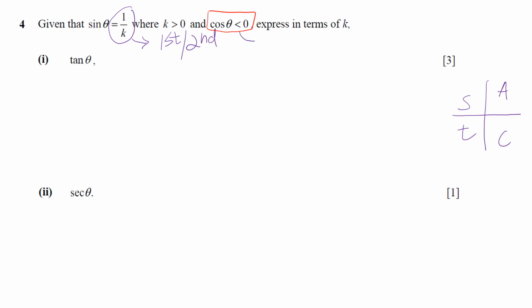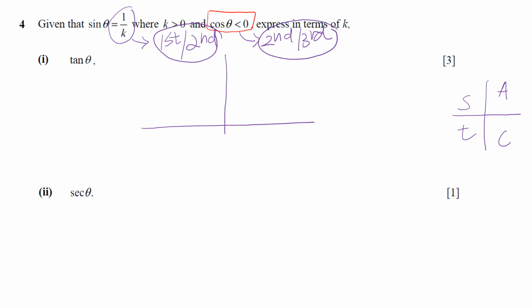So this one is second or third. And if you were to compare this with this, the intersection of these two values will give you the quadrant that the angle theta is coming from. And of course, quite clearly, you can see that it comes from the second quadrant. So let's draw the diagram.